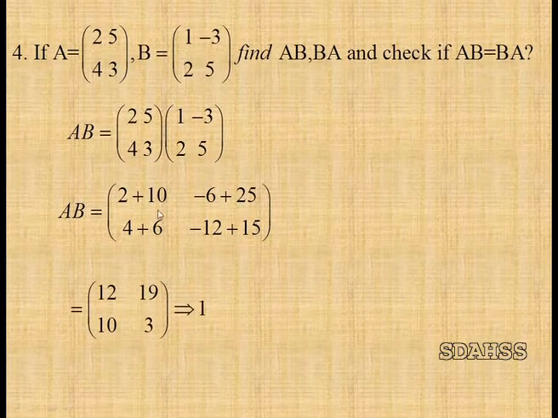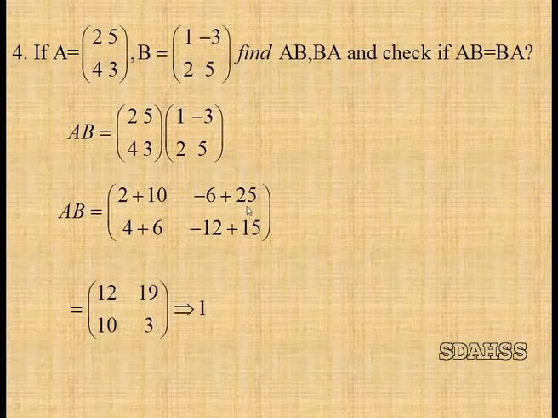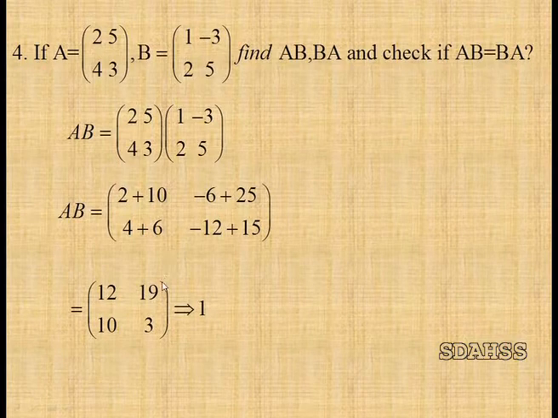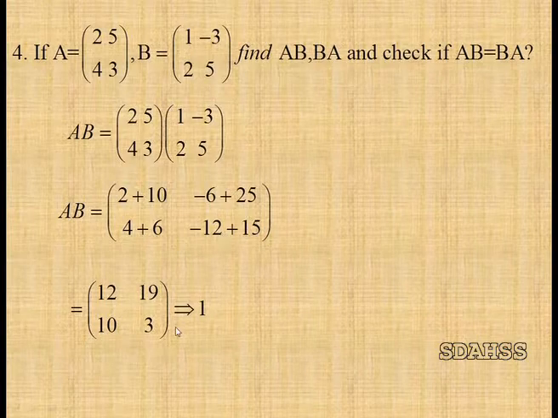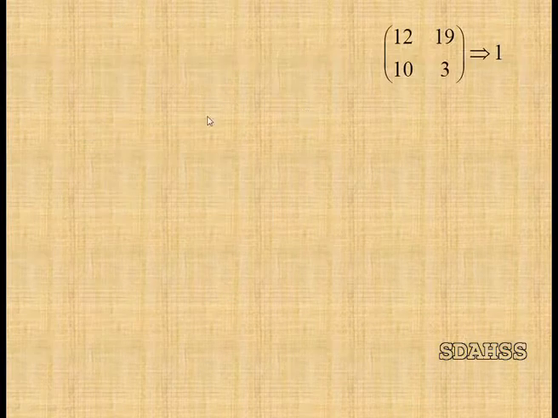Then which is equal to 2 plus 10, 12; 25 minus 6, 19; 4 plus 6, 10; 15 minus 12, 3. Mark it as first equation. Then find BA.